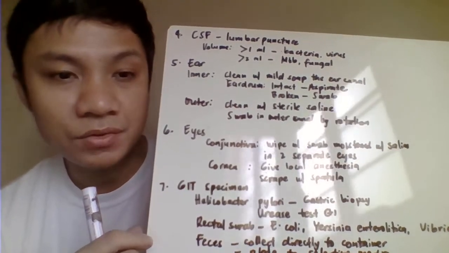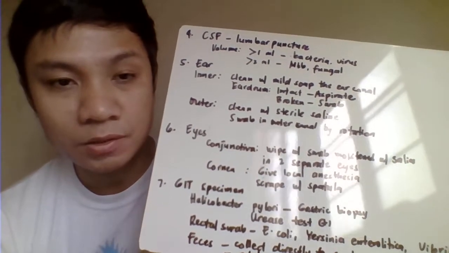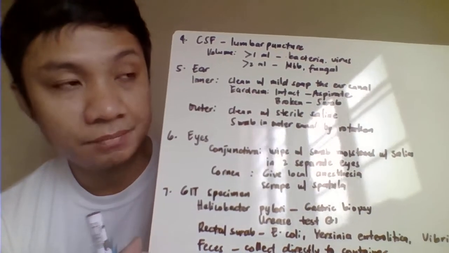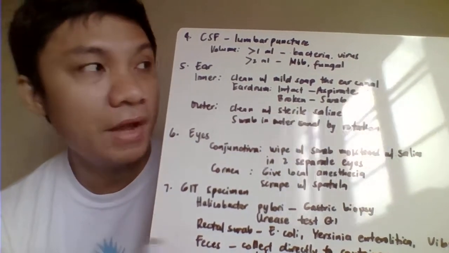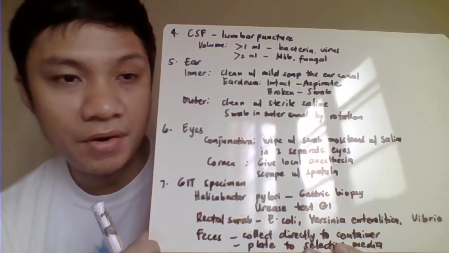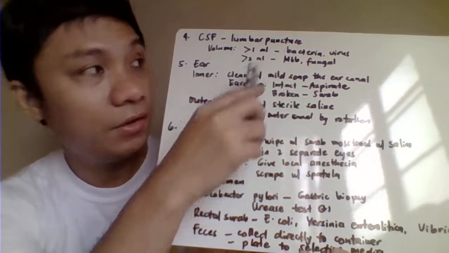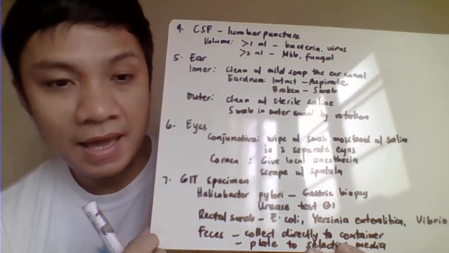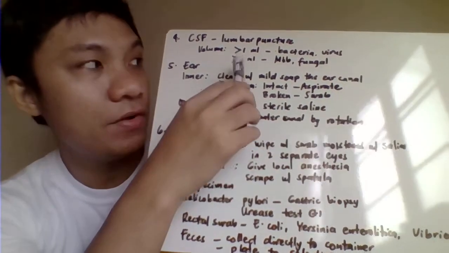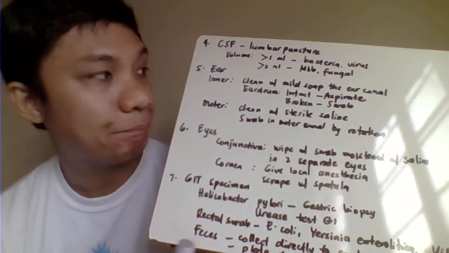Okay, for the lumbar puncture, the specimen is collected in a sterile screw cap container, or you could also have your anaerobic culture for that. For the volume, for the ordinary bacteria which cause pneumonia or meningitis, you could have more than 1 ml. And in the case of viral, or the recovery of Mycobacterium tuberculosis, or even fungal infection, it should be more than 2 ml.